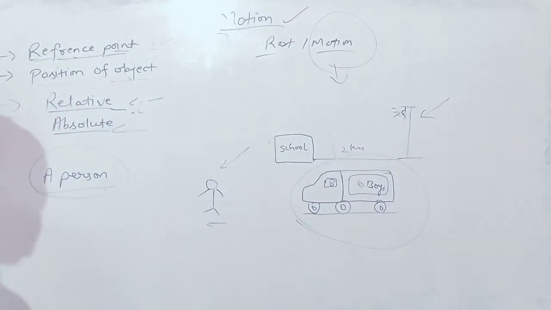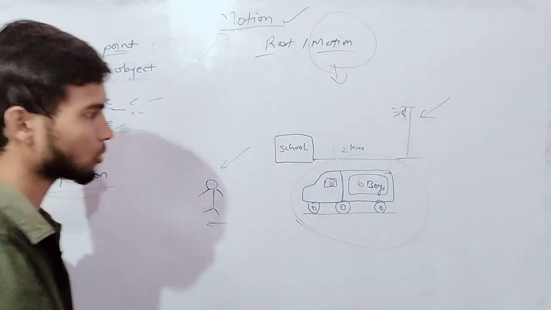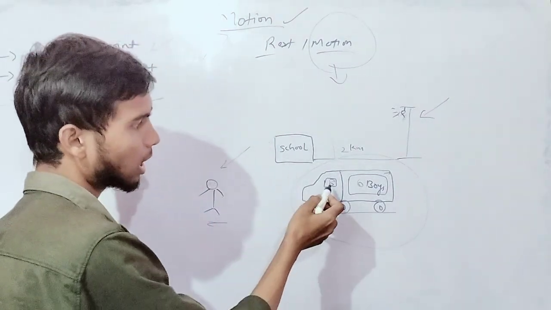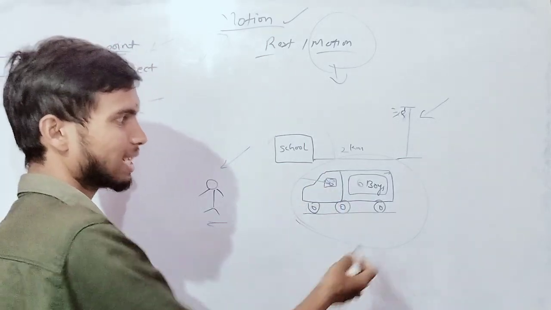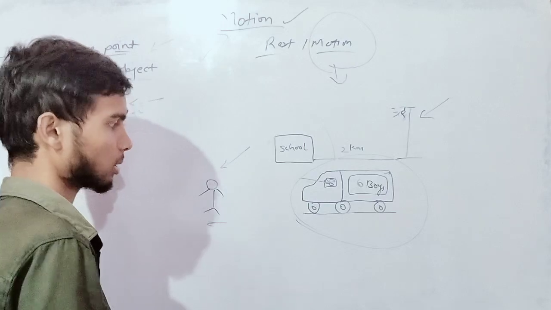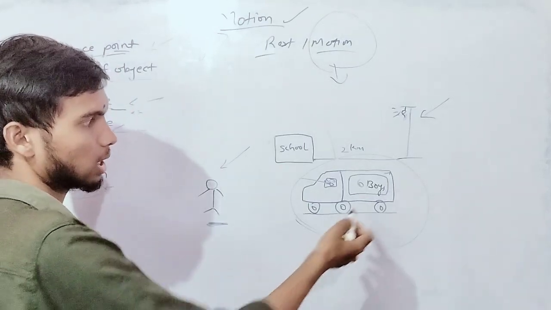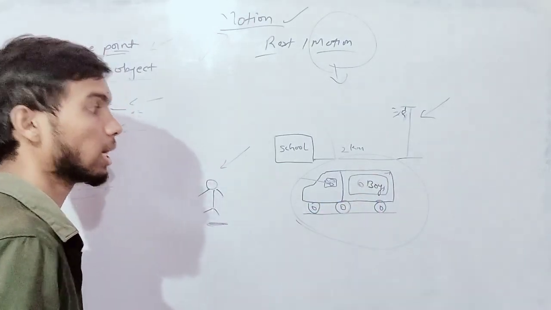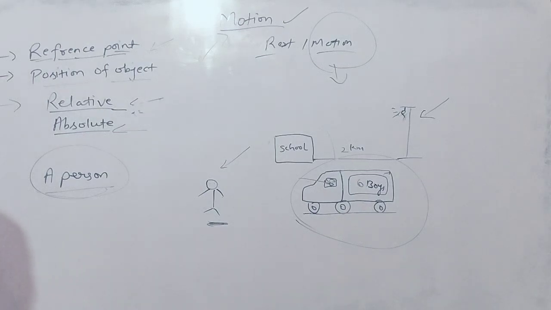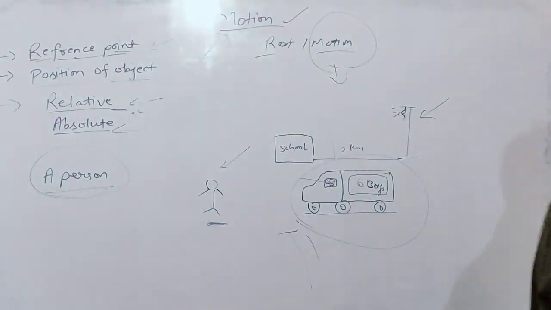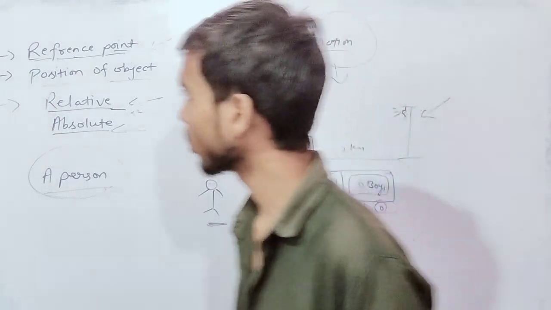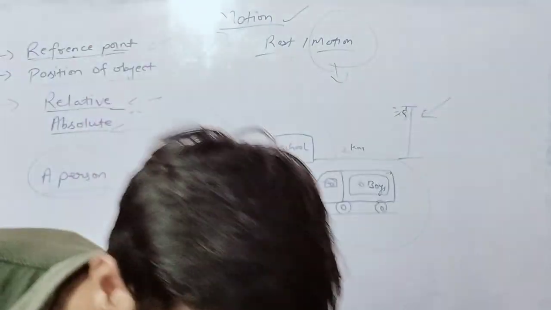So it is absolute. But here, what is written? According to these two persons, these six persons are at rest. But according to this person, these six persons are in motion. That's why this motion is relative. Clear? Now let's move on to the next topic.